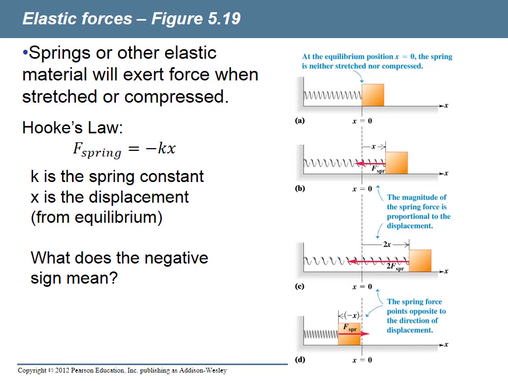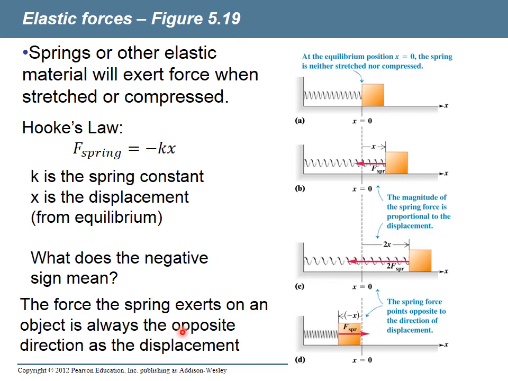So that's Hooke's law. The force that a spring exerts on an object is equal to the spring constant times the displacement, and it's in the opposite direction of the displacement. That's the best way to think of it. The force of the spring on an object is equal in magnitude to the spring constant times how far it's being displaced, and it's in the opposite direction. So the force the spring exerts is always opposite in direction to the displacement.